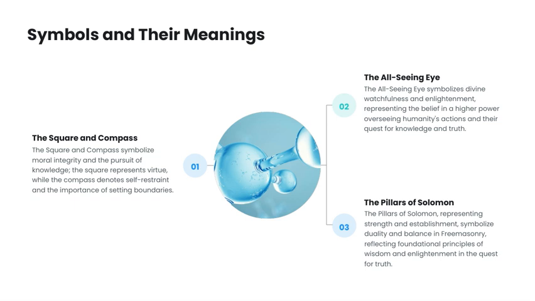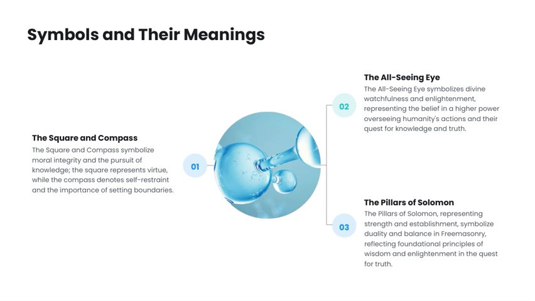Next, we have the all-seeing eye. This symbol represents divine watchfulness and enlightenment. It reminds us of a higher power overseeing our actions and guides us in our quest for truth and knowledge. It's a powerful symbol of divine insight and the pursuit of spiritual awakening.